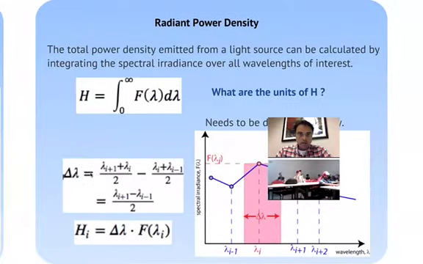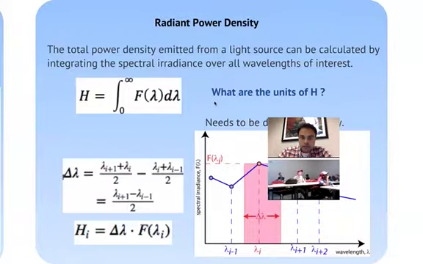Now, from here, we can also define what's called radiant power density, which is basically the total power density emitted from a light source, and it can be calculated by integrating the spectral irradiance over all the wavelengths of interest. So if you want to see how much power density is coming out of a bulb or a flashlight or the sun, we simply take F, which is spectral irradiance, and integrate it over all the wavelengths of interest. F is a function of lambda, so F(lambda) d lambda.